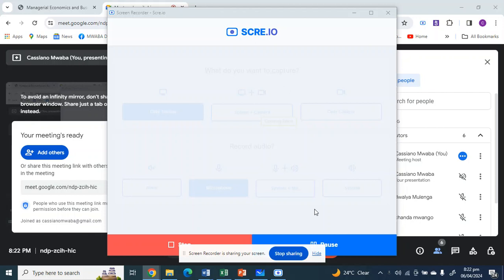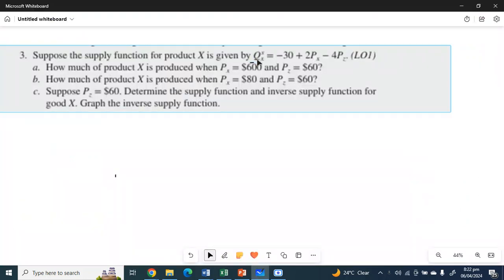Suppose the supply function for product X is given by QSX equals negative 30 plus 2PX minus 4PZ. What this function is telling us is that the quantity supplied is affected by the price of good X and also the price of good Z. All right, so we look at our first question. How much of product X is produced when PX equals $600 and PZ equals $60?